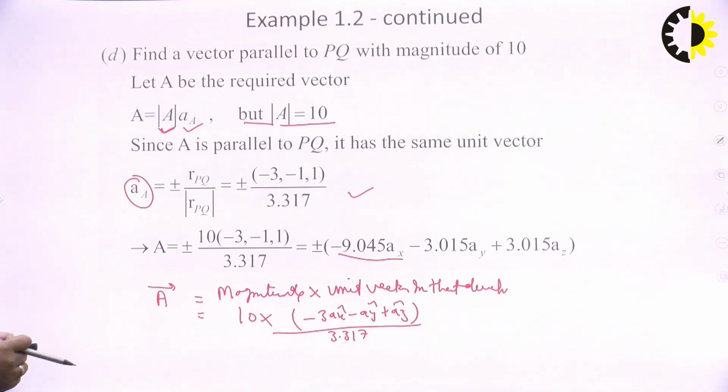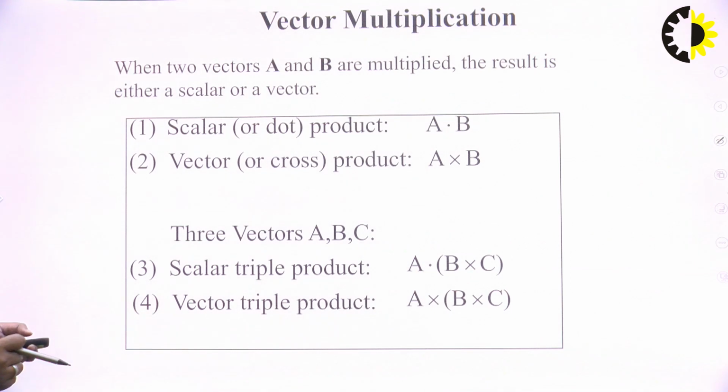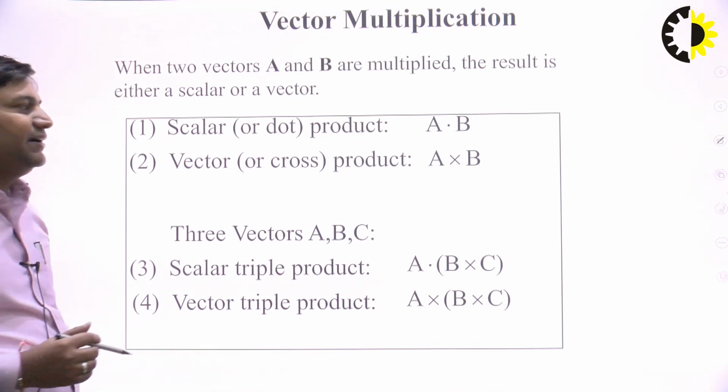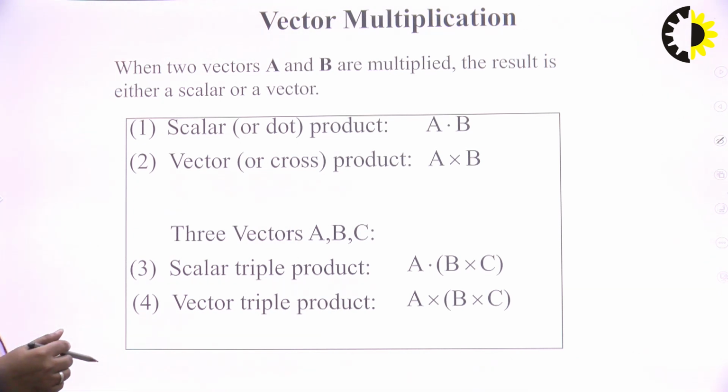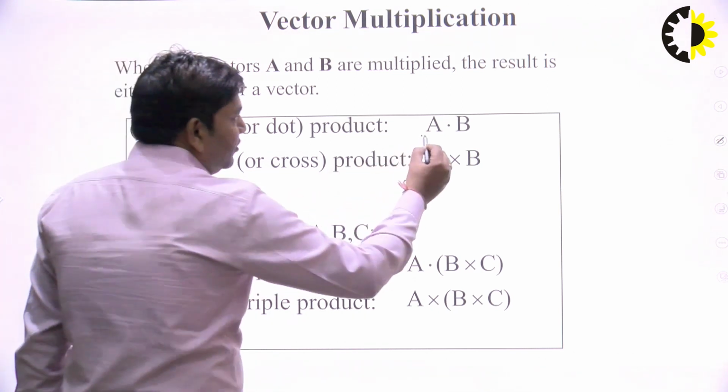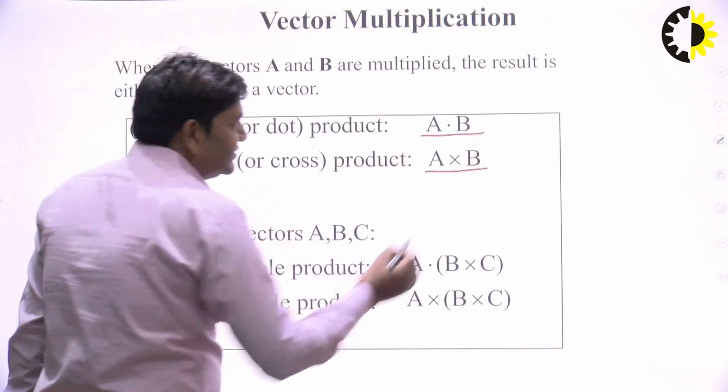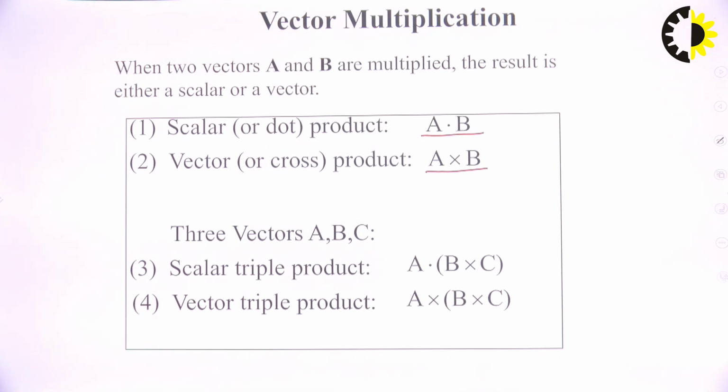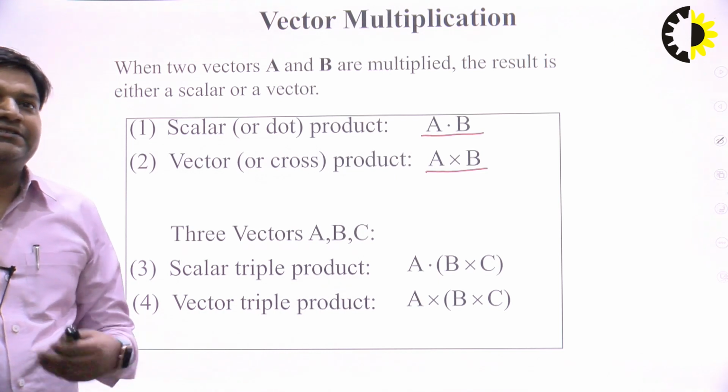So this is example 1.2 completed, and the third topic is vector multiplication. Vector multiplication is divided into two parts, scalar product and vector product. So if vector a and vector b are defined in a particular direction, then the dot product is a dot b, and the cross product is a cross b.